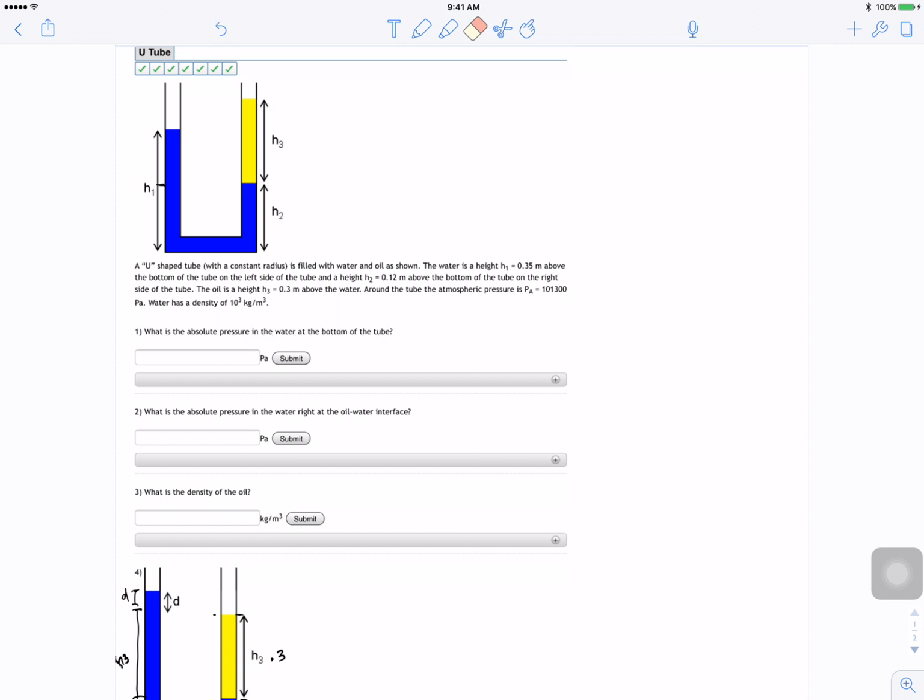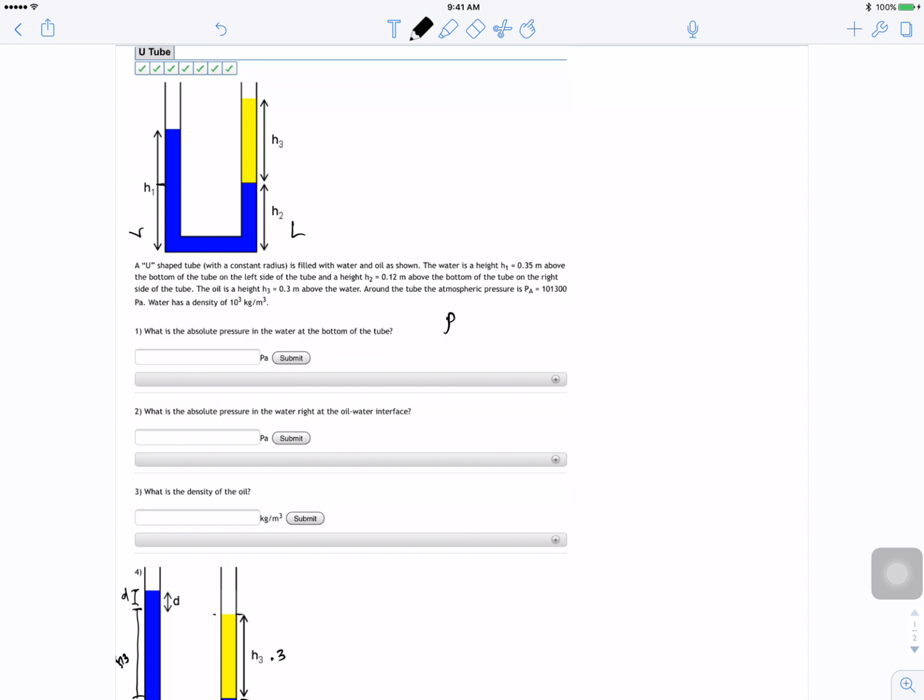So we have this thing that's U-shaped, and they give us the dimensions of it. The blue is water, the yellow is some kind of oil. The first question: what is the absolute pressure in the water at the bottom of the tube? You can take it from either side, but I'll take the easier one, the water-only side.